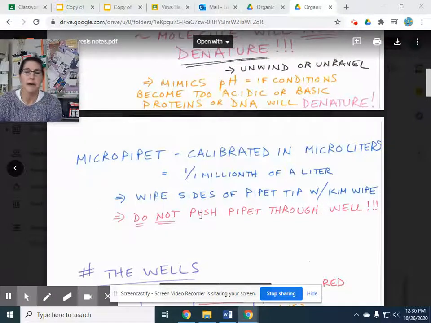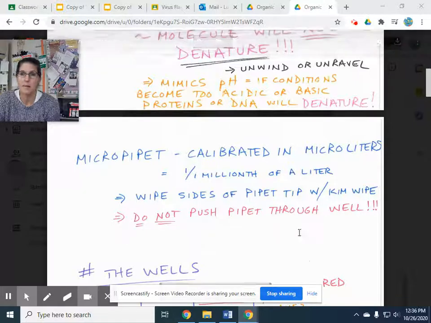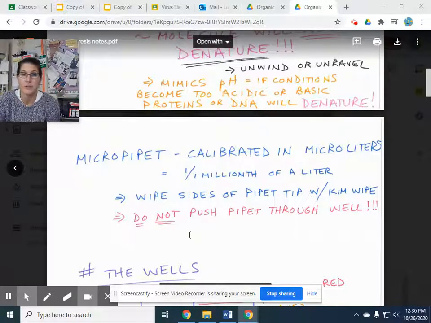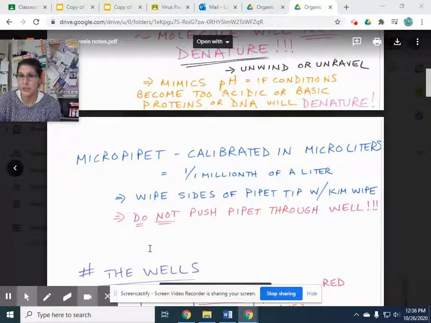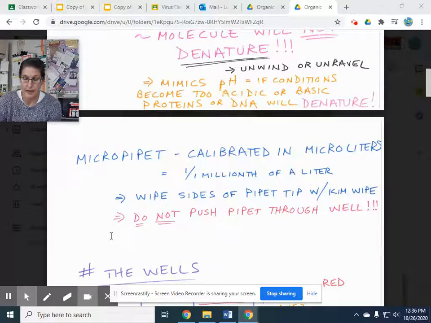So micropipette, you guys have used them, calibrated in microliters. Remember, it's one millionth of a liter. Here we are finally going to change the tips each time we go in and out of a solution and in and out of the little wells or holes that you guys will be placing the solutions in. We want to make sure we wipe both sides of the pipette with a Kimwipe, like a little paper towel, so that we don't lose any of it in the buffer. We're going to try to keep the buffer as clear as possible.